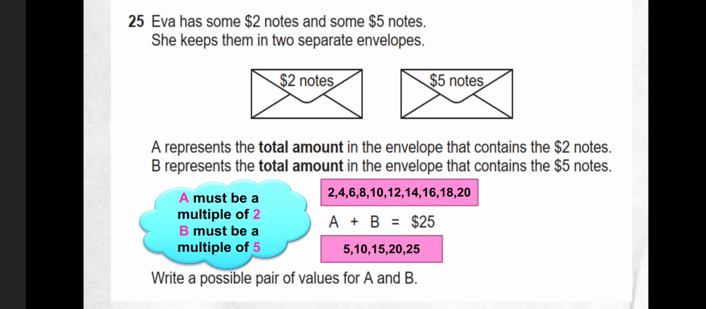So remember that we cannot say, for example, A is 0 and B is 25. This will not work. So A could be 20 and B 5, or A could be 10 and B could be 15. A multiple of 2 for A and a multiple of 5 for B.